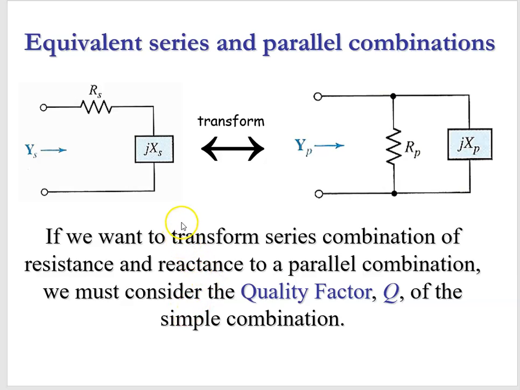In this video, we'll take a look at converting a series of two branches, a resistor in series with a reactive component, to two parallel branches, a resistor in parallel with a reactive component. If we're going to do that, what we'll see is we need to consider the quality factor of the simple combination. So let's take a look at doing that.